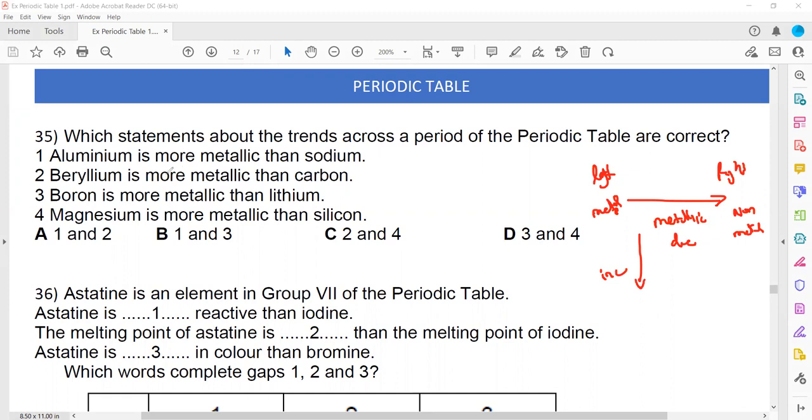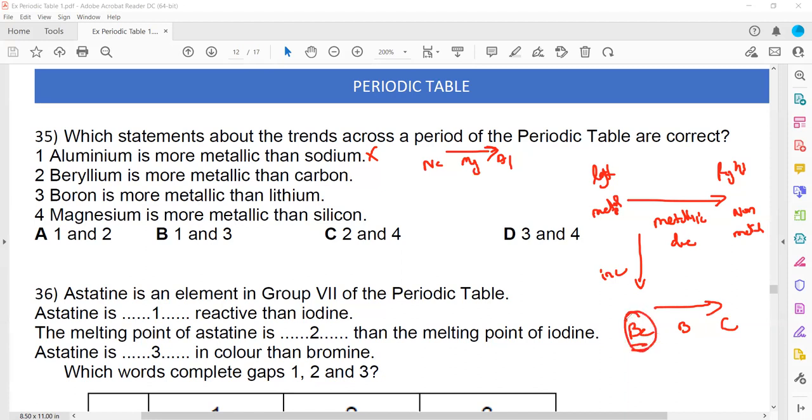So when we check, aluminum is more metallic than sodium. When we check the position, sodium is there, then magnesium, and then aluminum. So aluminum is more metallic. No, that's wrong. Aluminum is less metallic, because as we move across the period, the metallic character or nature decreases. Beryllium is more metallic than carbon, because when we check, we have beryllium, then boron and carbon. So that's true, because beryllium is on the left hand side.